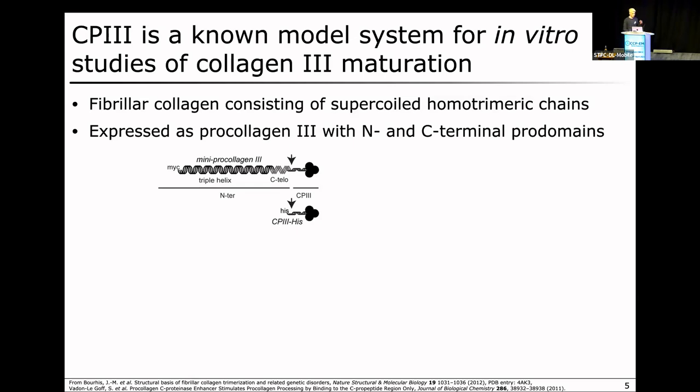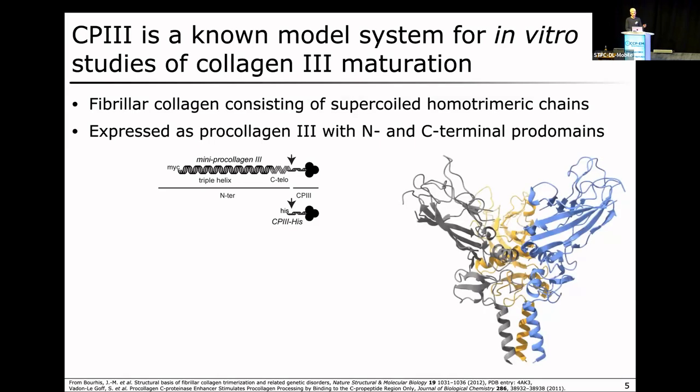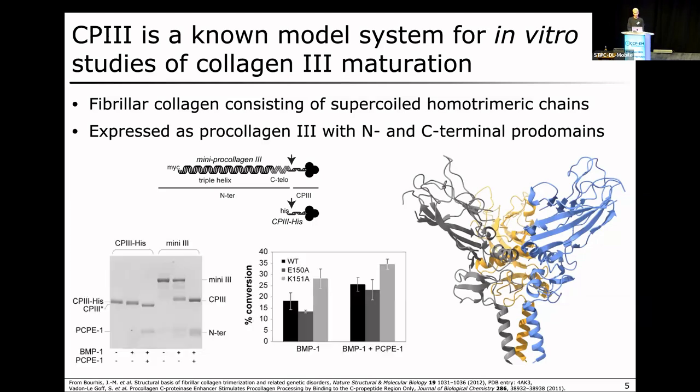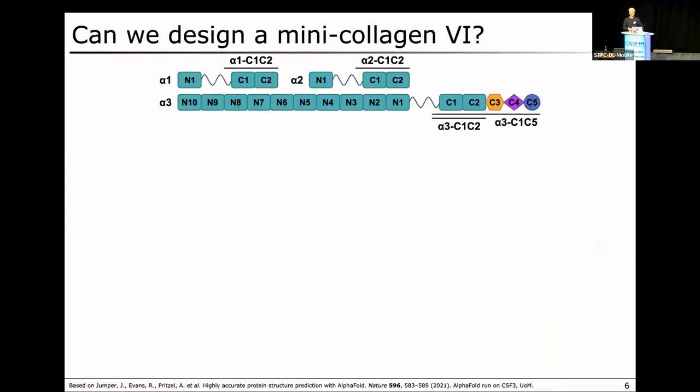So collagen 3 is one of these fibrillar collagens. It is expressed with prodomains, which are proteolytically removed. And people have made various constructs to study these processes, and they have found that they are quite well behaved. So this is a crystal structure that was made on a shorter version, and other groups have shown that you can use these constructs for cleavage assays and other in vitro studies. So it's quite a nice model system, and we thought, can we recreate this for collagen 6?